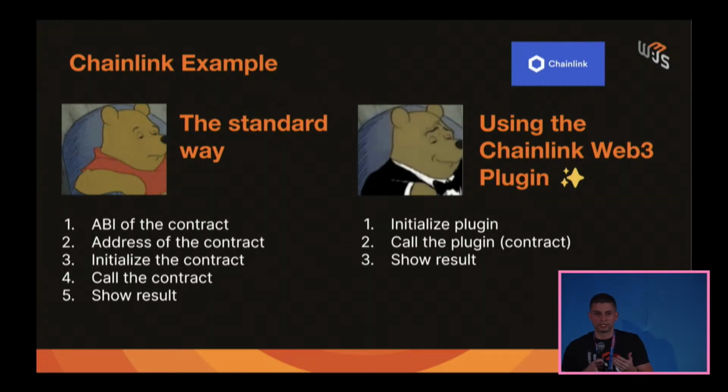The standard way to interact with the Chainlink Data Feeds services, you need to first search for the ABI of the contract. After that, you need to search for the address of the contract that you want to call. Once you have the ABI and the address of the contract, you are able to initialize the contract. And once you initialize the contract, you can make the call to the contract, and finally, you can show the result or whatever you want to do with this result. But using the Chainlink Web3 plugin, you don't need to search for any ABIs. You don't need to search for any contract addresses because these things are already stored within the plugin. So you can just directly initialize the plugin. You can make the call to the plugin, and then you will get the result.